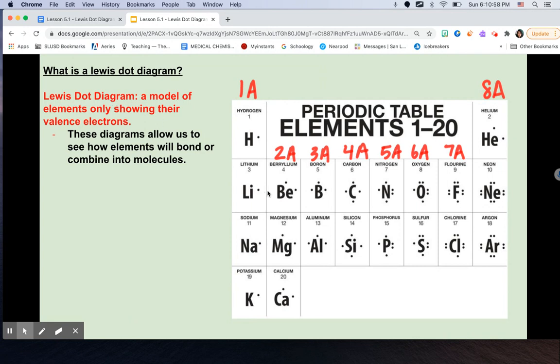So Lewis dot diagrams are basically these images in bolded black over here. It's a model of the elements only showing their valence electrons. So make sure you have this in red in your notes. This you don't necessarily need, so just this part over here. So recall that if you're in group 1A, all of these elements have one valence electron. And if the Lewis dot diagram is only showing the valence electron, you only need to show one dot, as it shows here.